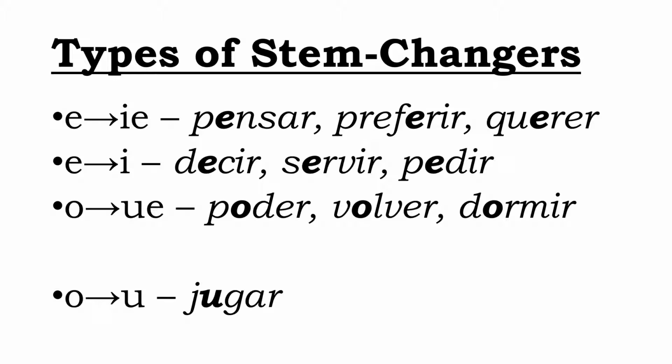This is good for us because we'll know that anytime we have a stem changer that has an O in the stem, it's going to change to UE. However, with the E to IE and E to I verbs, we just need to memorize how they change. Note, I've also made note here in bold of which E in the stem changes, because verbs like preferir have two E's in the stem, and we just need to know which one changes. So there is some studying involved here to know exactly how we make these changes to the stems.